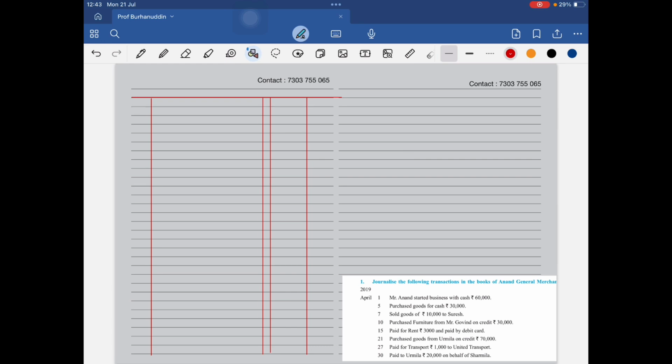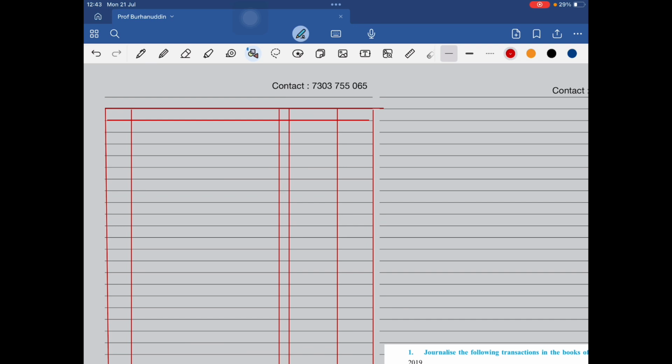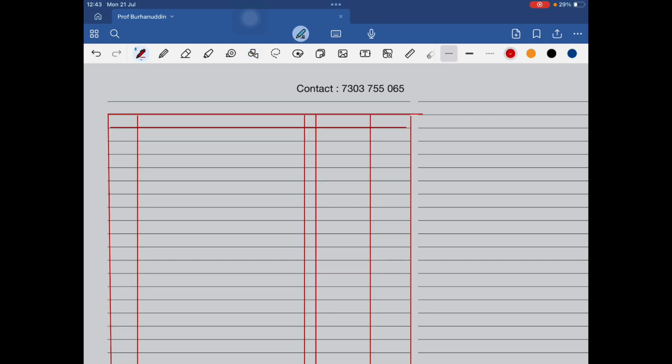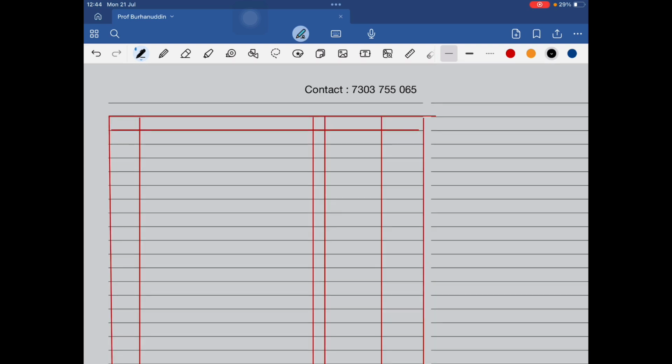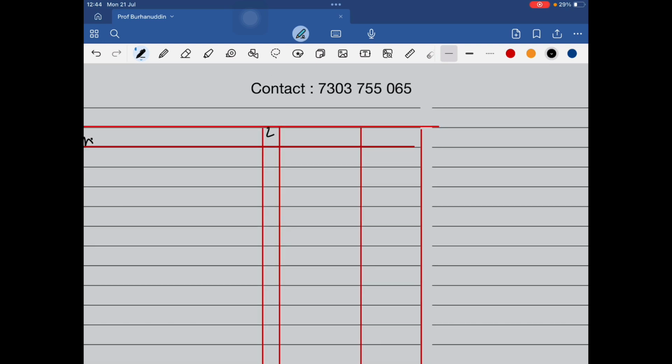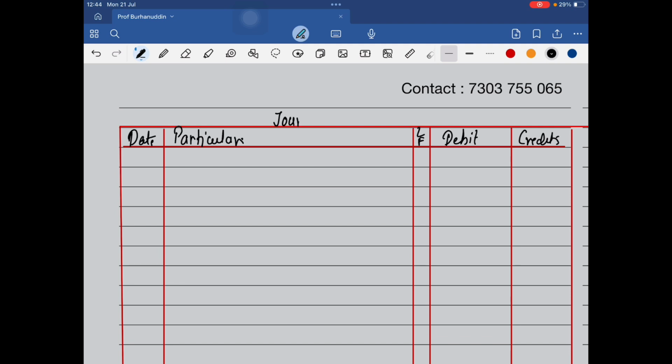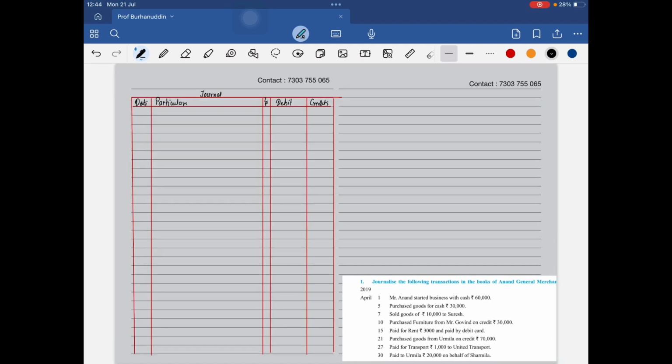This is your format: date, particulars, and all that. We'll write it, and then we'll just take the photo and keep it. We'll keep on copy pasting it for every question. Date, particulars, ledger folio, debit, and credit. This is a journal. Whatever the journal in the books of whoever it is, we'll write every time this way.